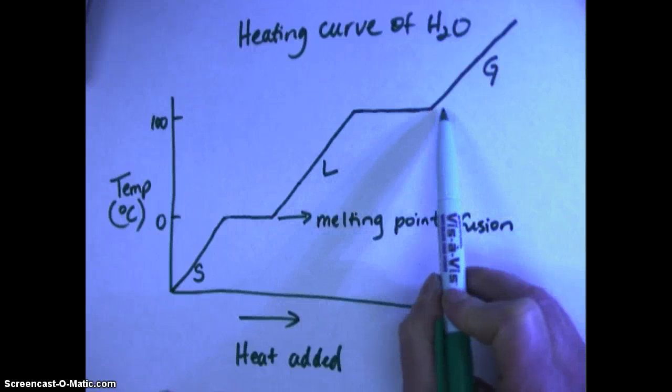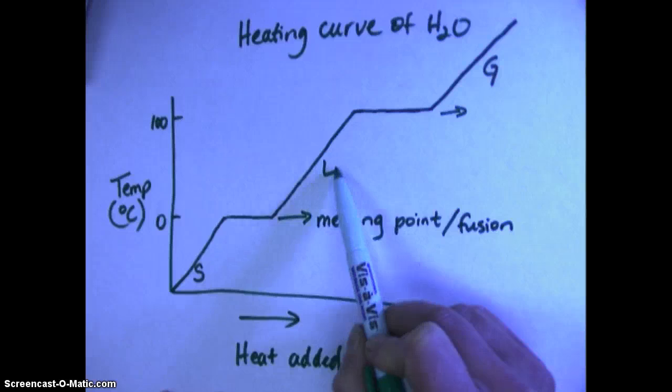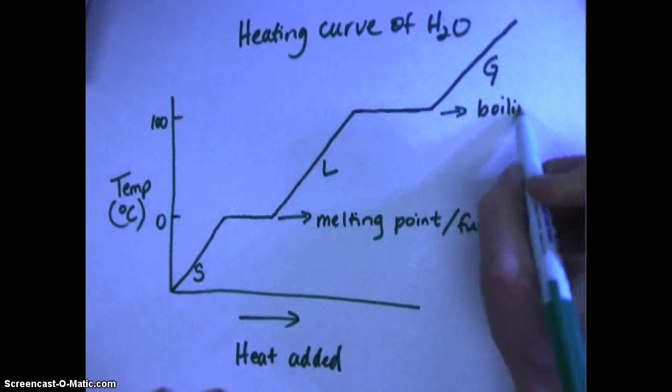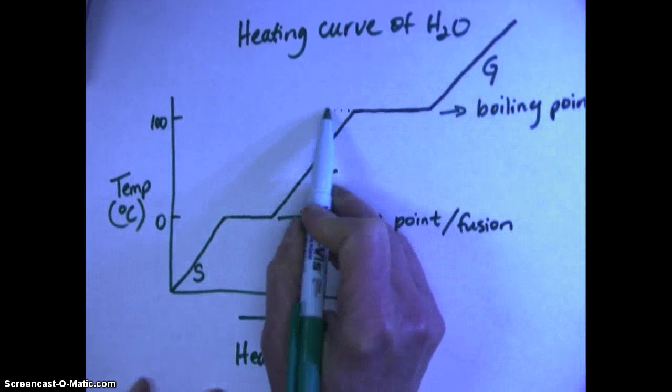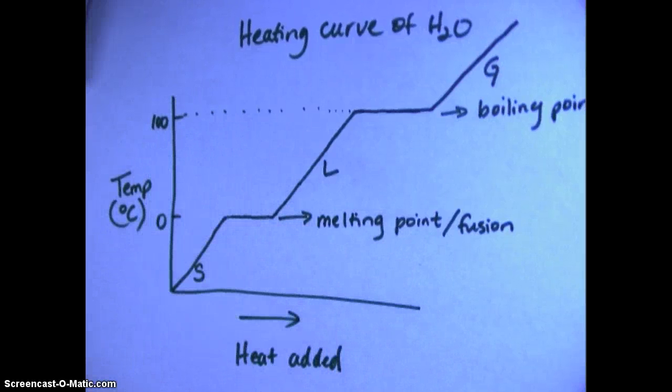The next phase transition is between a liquid and a gas, and that will be the boiling point. And so we can use any substance to tell what the boiling point is just by going over. And in this case, as we know, the boiling point is 100 degrees Celsius.